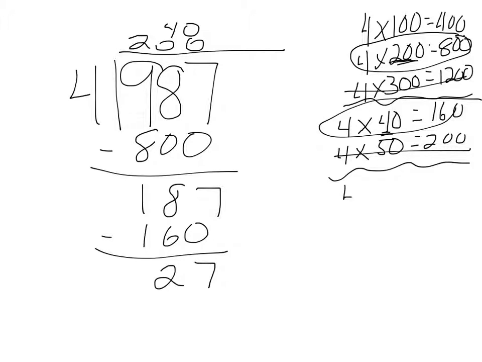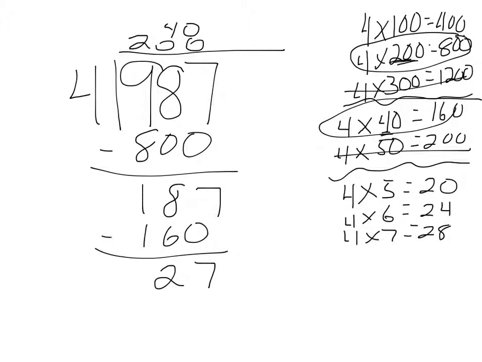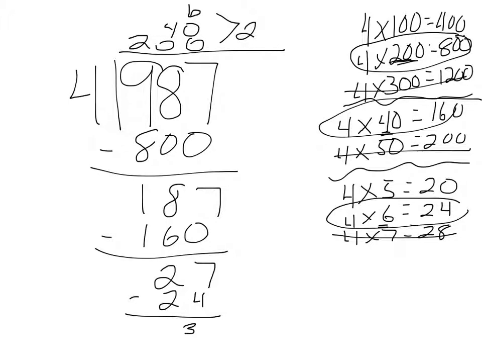What times 4 gets you close to 27? Well, I know 4 times 5 is 20. 4 times 6 is 24. 4 times 7, 28. We've gone over. We have to use the 6. So 6 is 24. We have 3 left over. Put those things together: 246 remainder 3.